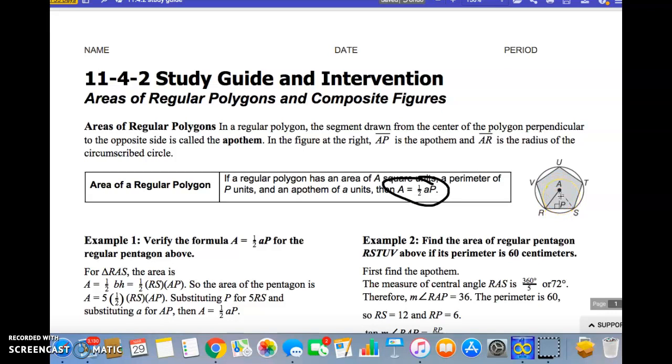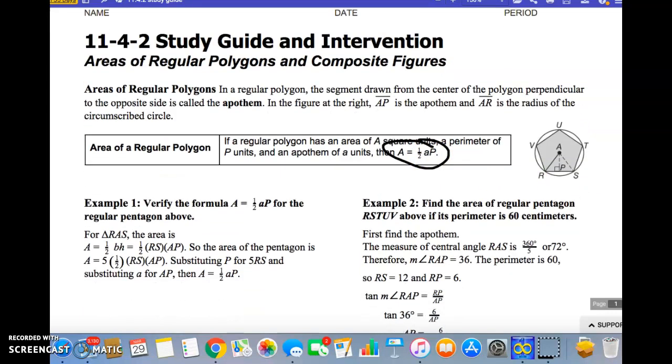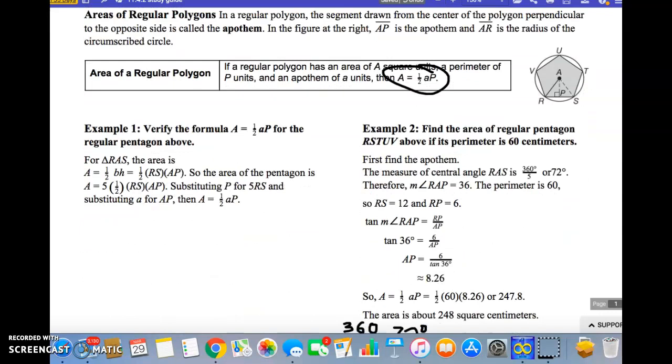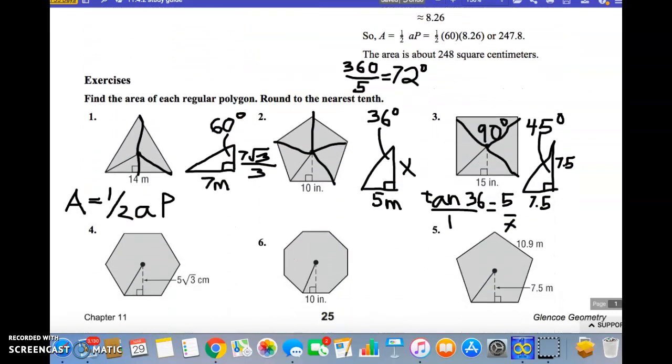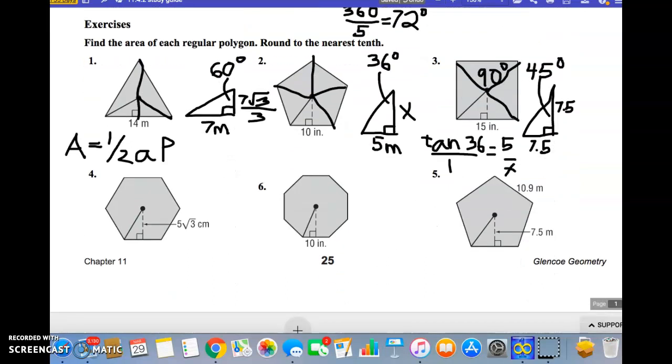That is the apothem length. Then there's the perimeter of the regular figure, which for this pentagon, if you have one side, you multiply that by 5 and you'll get your perimeter. So the area of the figure is 1/2 the apothem times perimeter. Let's apply this as we go forward. There are some nice notes you can look through, and it'll help set you up for the first 3 problems of your work.